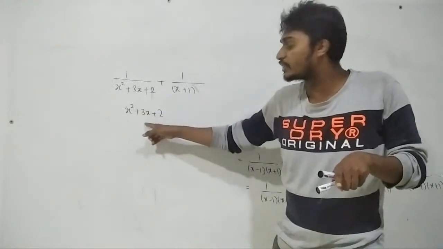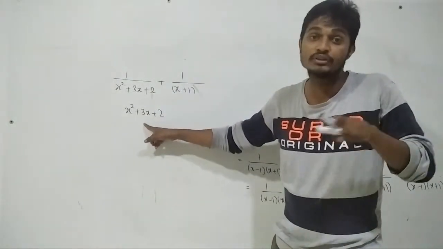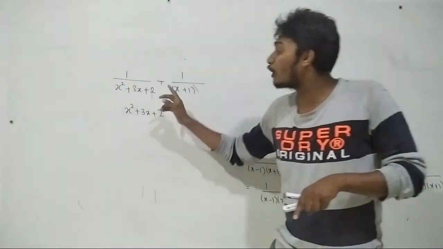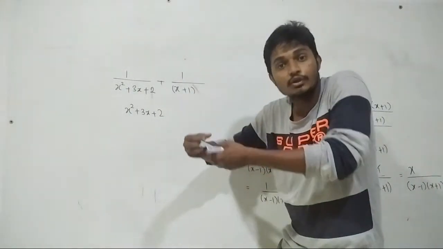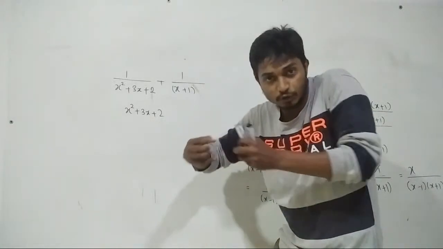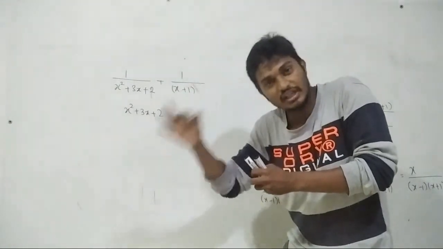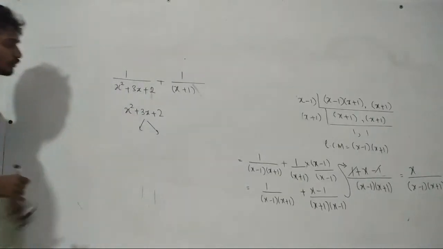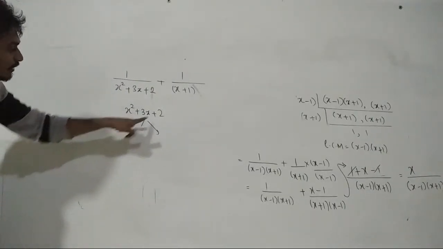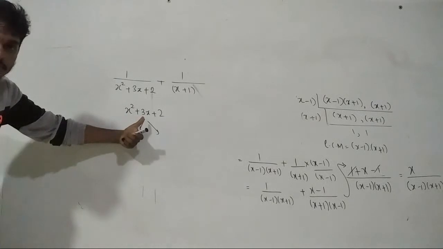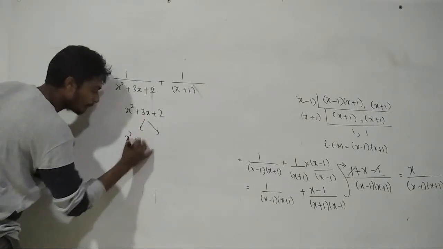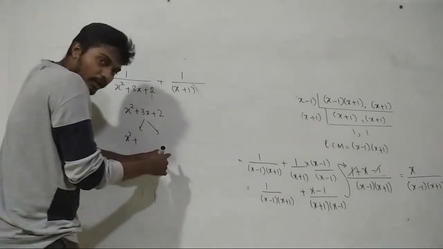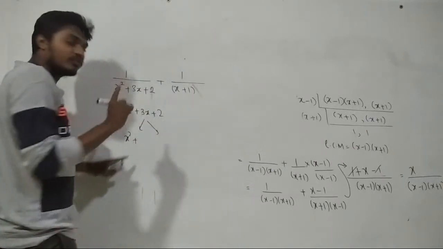So the guy who is at the middle is what? 3x. So guys, you have to break this 3x into 2 such that when you add these two numbers, when you break this and when you add them, it should give you 3x. Right? So x squared plus some kind of x plus some kind of x. So when you add them, it should make 3x.